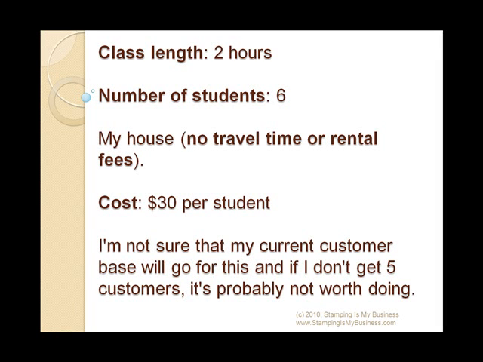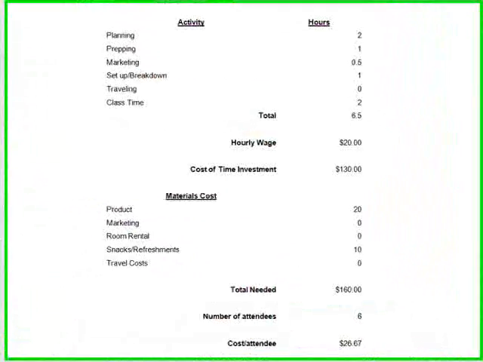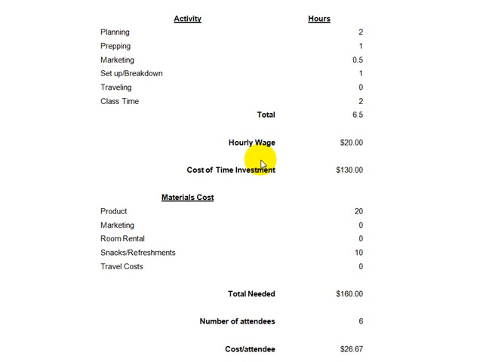And how did she come to that conclusion? She actually gave me a spreadsheet that breaks it down, which I think is great. So if you look at this spreadsheet, she first figures out the number of hours that she's putting into the class: how much time she's planning and prepping, the marketing, setup and breakdown, and then the class time itself, and she figures that it works out to an average of 6.5 hours for the entire class time investment.